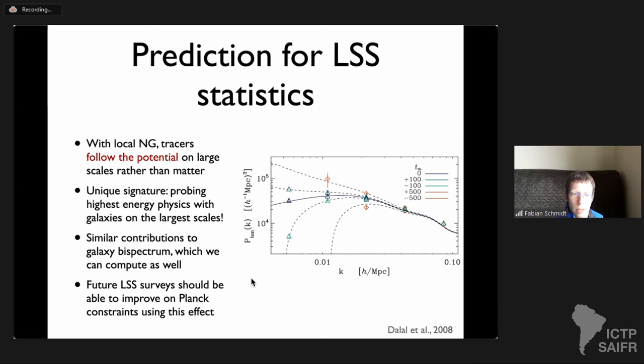And what's very interesting is that this effect is not only there in principle, but it is also expected to improve on the current best constraints on primordial non-Gaussianity that come from the Planck CMB results. So basically, we're saying that in the future, galaxy surveys will probe interactions during inflation, or a specific type of interaction, better than any other probe of cosmology. So I find that very, very interesting.